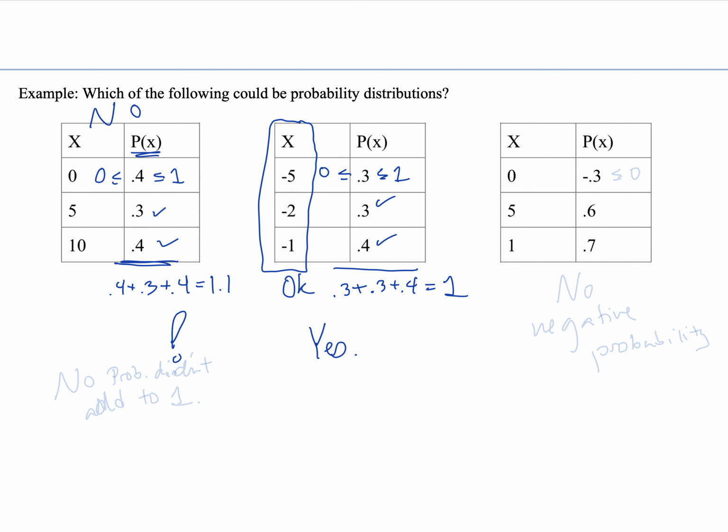And our last example, we've got our probabilities, and here we've got negative 0.3, which is less than 0, and so our answer here is no. We have a negative probability. And the reason that we had no over here was that the probabilities didn't add to 1.